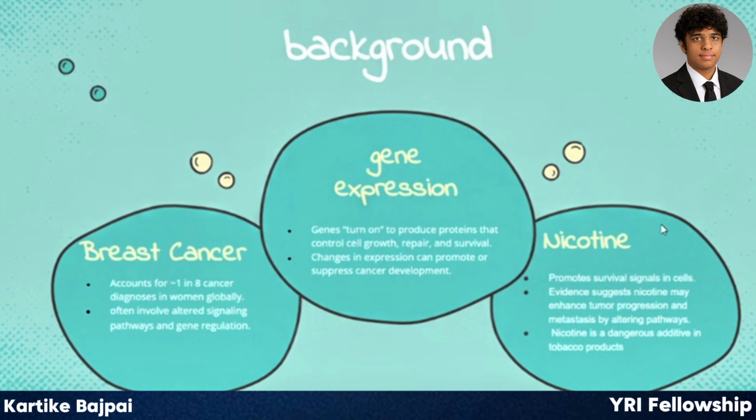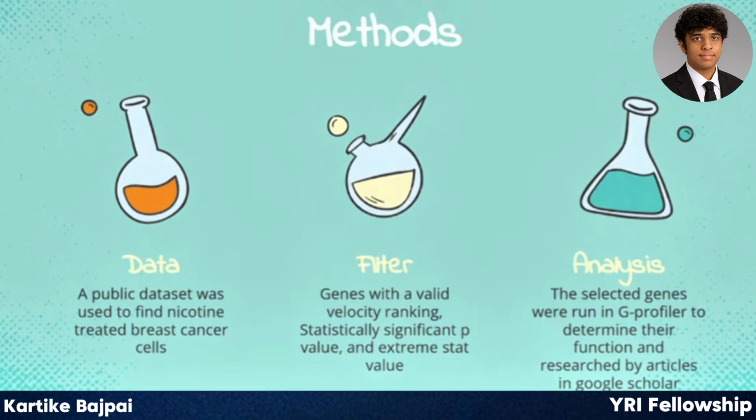metastasis by altering pathways. As for the methods that I used, first, I found a public data set that had nicotine-treated breast cancer cells, and I found a velocity ranking for each gene that was provided in the data set. I used the velocity ranking to filter for genes that had a valid velocity ranking, a statistically significant p-value, and also an extreme statistic value.